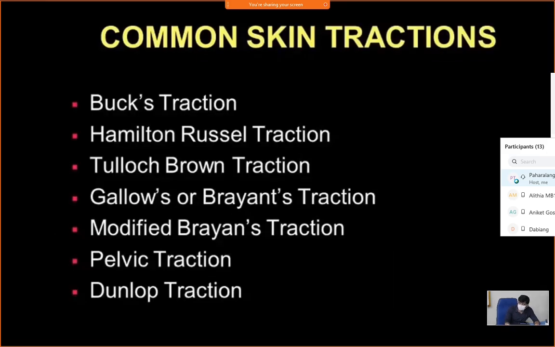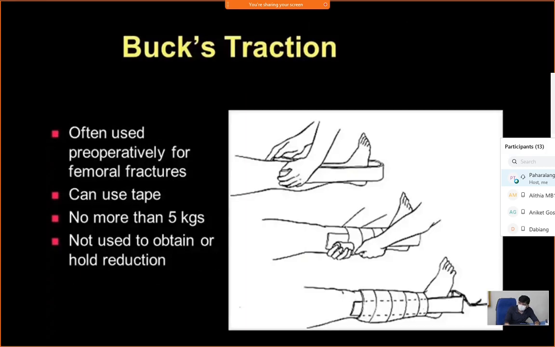Common skin tractions are box traction. This is the most commonly used skin traction, and there are other types: Dunlop traction, pelvic traction, modified Brand traction, Gallows Brand traction. I will show you the pictures later on. Mostly we use the box traction. These are the common types of skin traction.